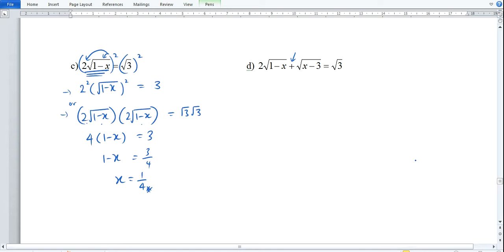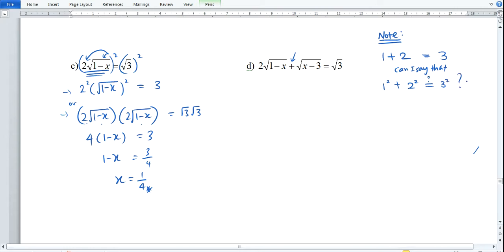Now, before I move on, please take note of an idea before you attempt the question. If I have 1 plus 2, I can say that it is equal to 3, correct? Now, if 1 plus 2 is equal to 3, can I say that 1 square plus 2 square is equal to 3 square?